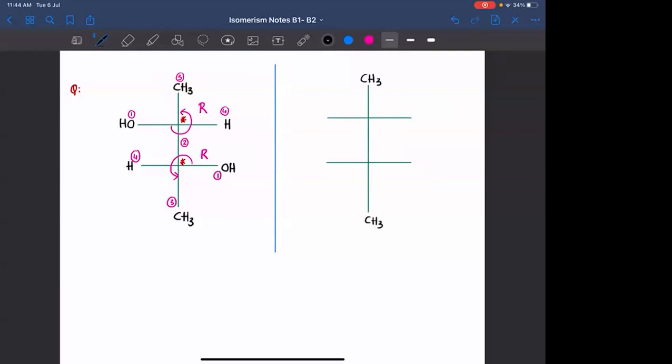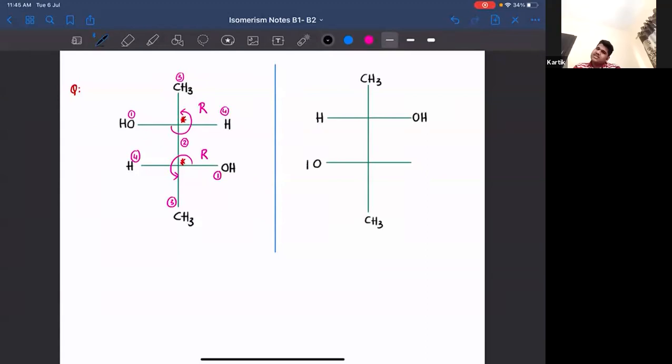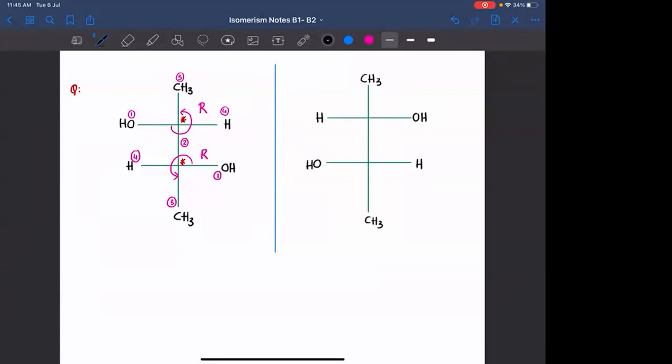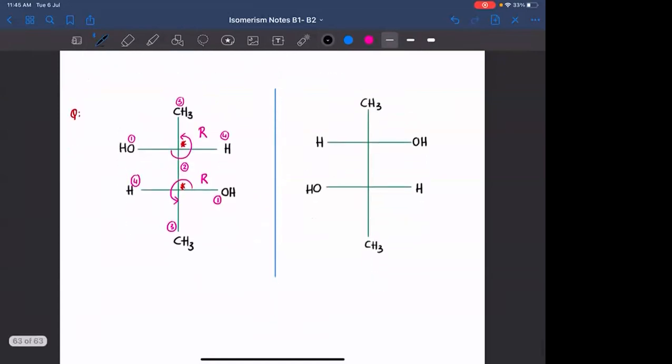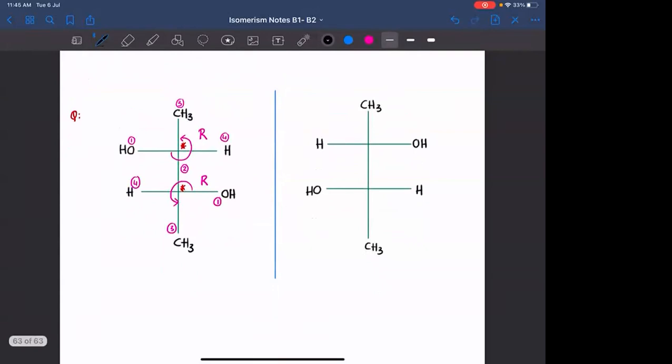Agreed? Here you will be having hydrogen. Here you will be having OH. Here you will be having OH, and here you will be having hydrogen. Agreed? Are these two superimposable or non-superimposable? Tell me. Yes. If they are non-superimposable mirror images, I can consider them as two different compounds. Agreed? If they are superimposable, I cannot consider them as two different compounds.